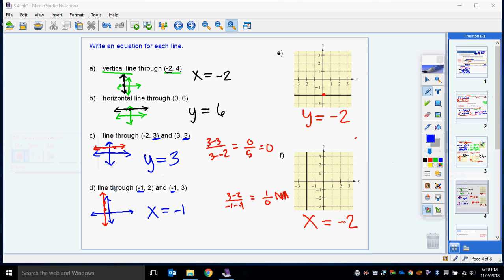Okay, if you were to sketch a picture, (-1, 2) and (-1, 3) form a vertical line. If you were to check the slope of this line, you would get 1/0, which means undefined. There's an undefined slope, so you know that's a vertical line. So it crosses the x-axis, has the form x equals a number. That number is where does it cross? And both x's here are -1. So x equals -1 is the form of this line.